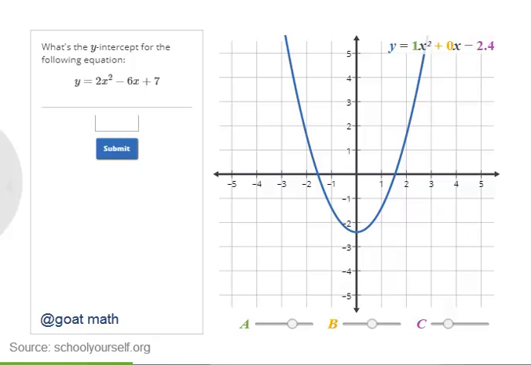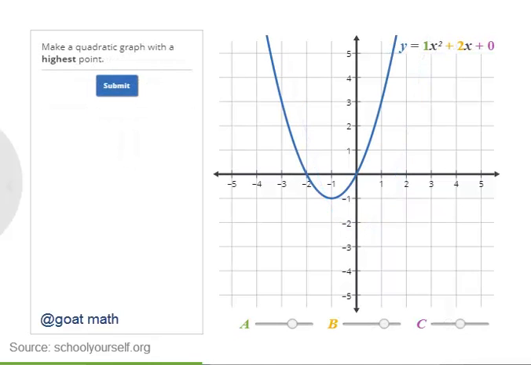So then what do you think would be the y-intercept for this quadratic? Y equals 2x squared minus 6x plus 7. Excellent. Next, here's the graph for y equals x squared plus 2x. Notice that this graph has a lowest point over here, and then it goes up on either side. Try making a quadratic graph that instead has a highest point and goes down on either side.